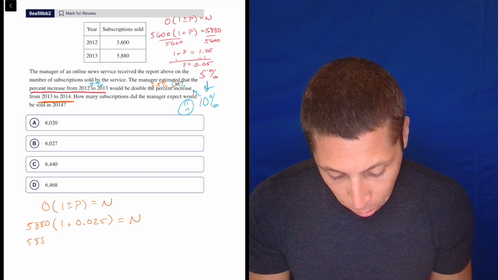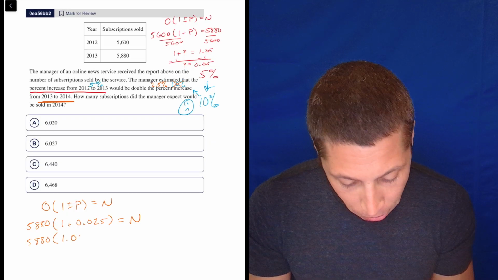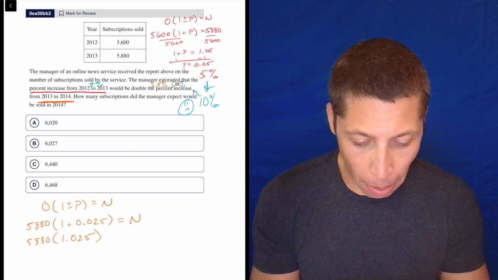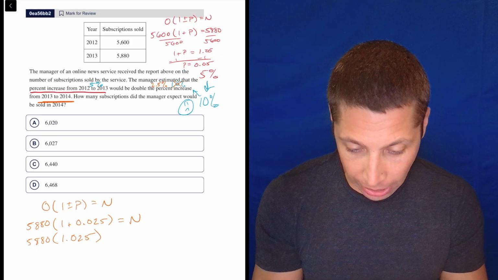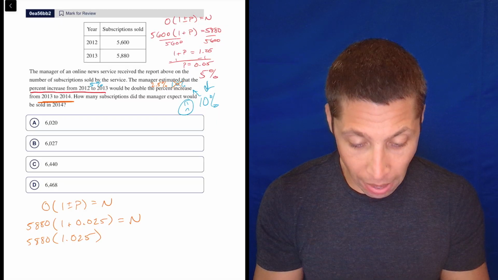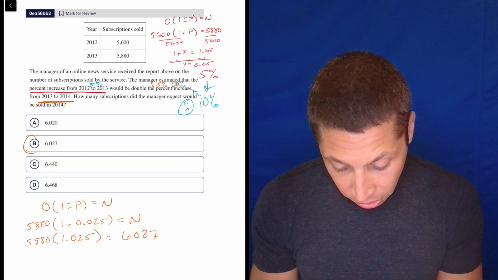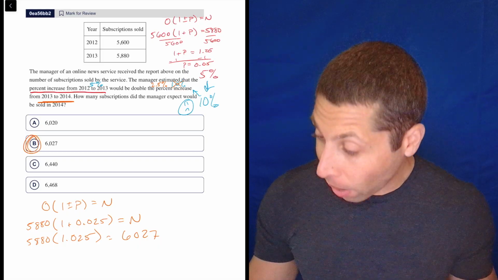So now it's a simple multiplication problem, but most people, again, would not be doing it right because they don't have the right percent. Now it's just a matter of popping it into the calculator. So 5880 times 1.025 is 6,027. Is that an answer? Yes, it is answer B, and that is the correct answer.